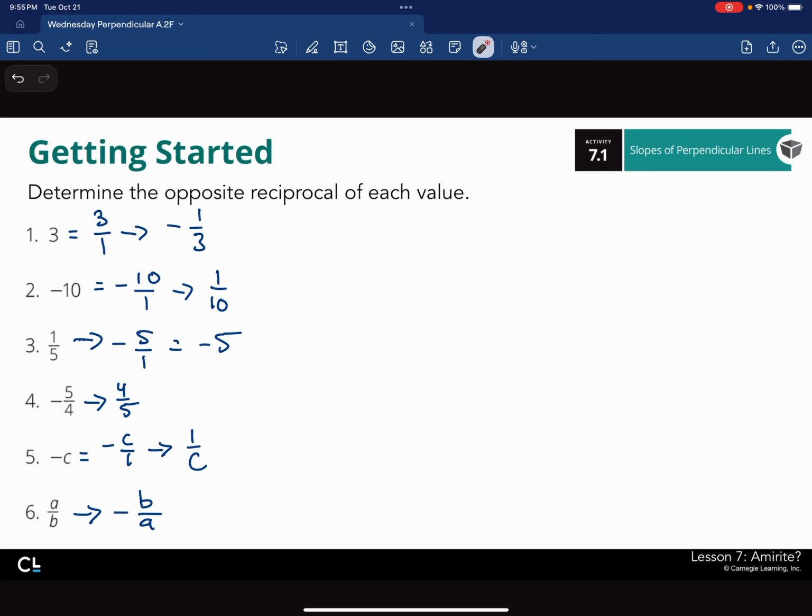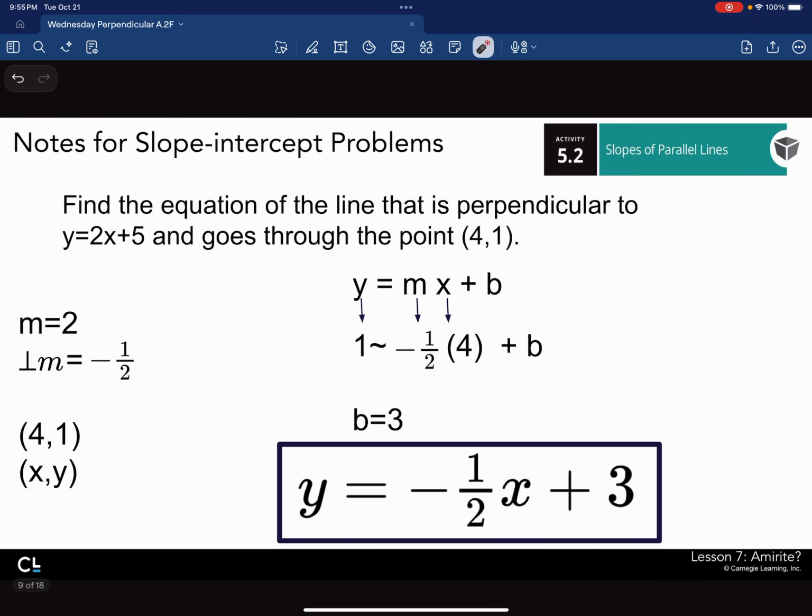Once again, this was positive, now it's negative. And then instead of a on top, a is on the bottom because they switched spots. Make sure you look at this page every time you do a problem. This is going to be the most important page. It's going to have the example on how to do everything.